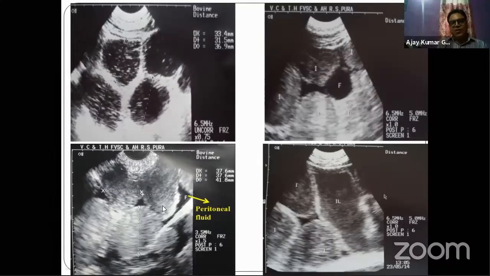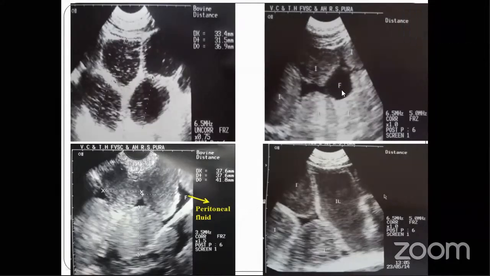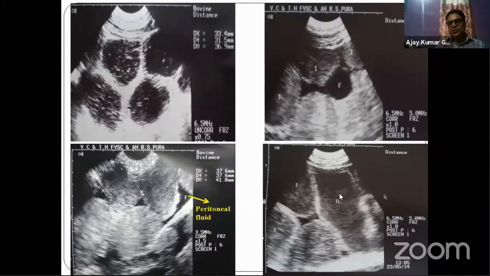You can see variable amounts of anechoic fluid in between the intestines. In all these pictures, you see only 4 to 5 or at the most 6 intestinal loops, unlike the normal intestinal loops, which are visible more than 10 in one scan. And these are all the cross sections of distended intestinal loops, and here you can see the transverse section of an intestinal loop. Here you can see the quantity of fluid is too much in this slide.